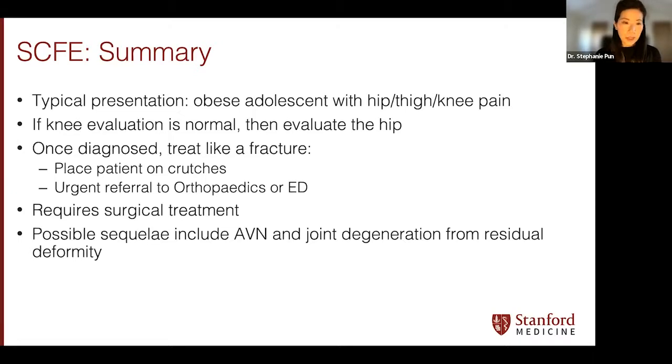And possible sequelae after SCFE include avascular necrosis and possible joint degeneration from residual deformity. So if you have a patient who had a SCFE earlier in life, if they have hip pain, then that would also be a reason to refer to orthopedics for further evaluation for these possible sequelae.